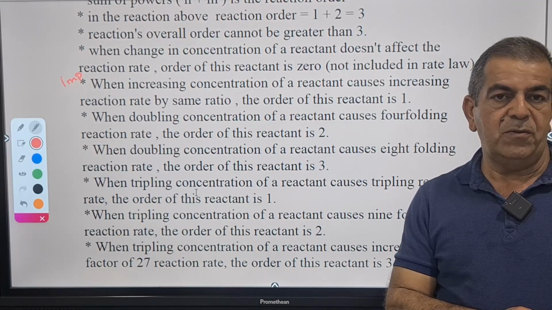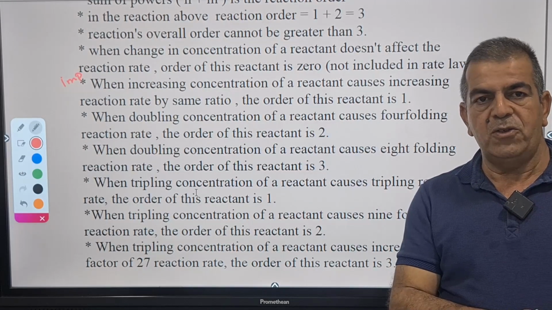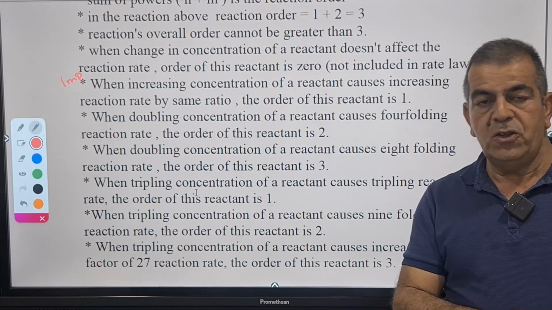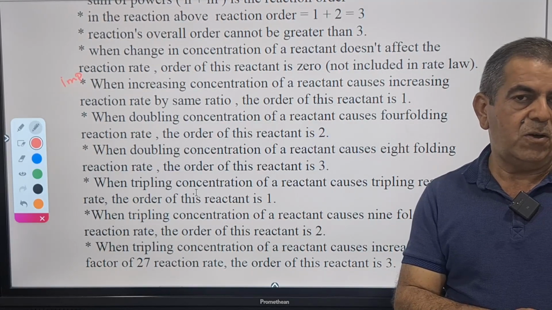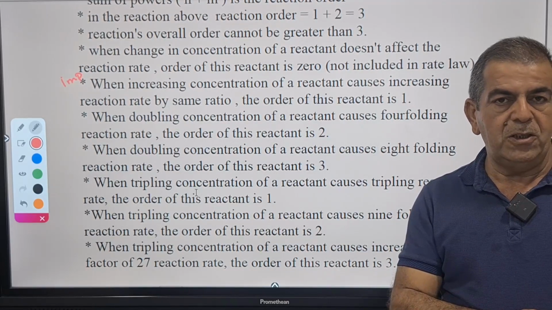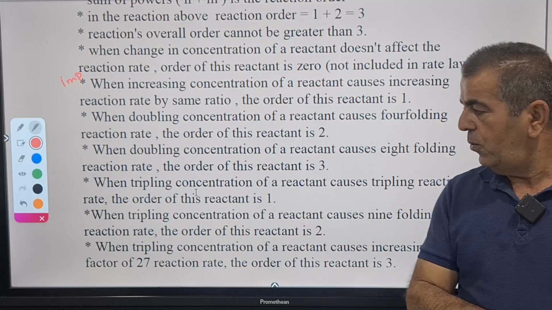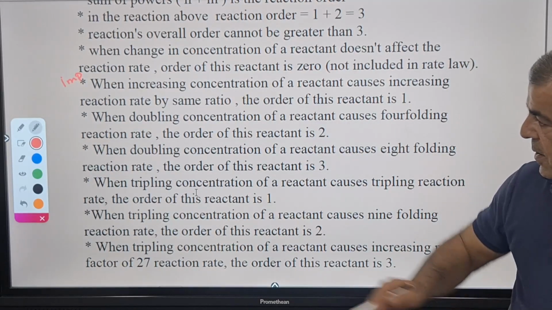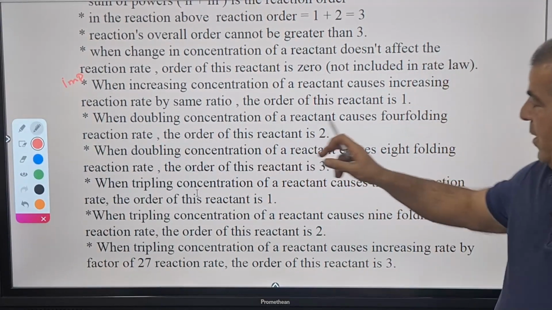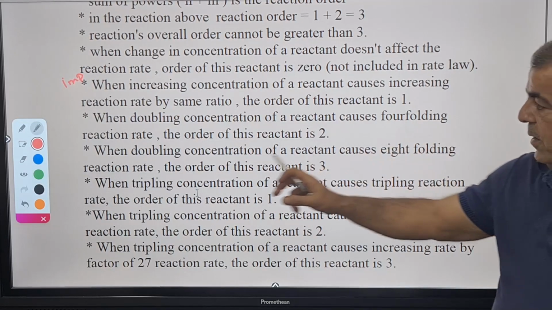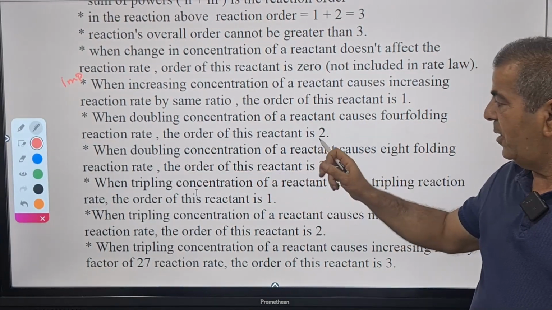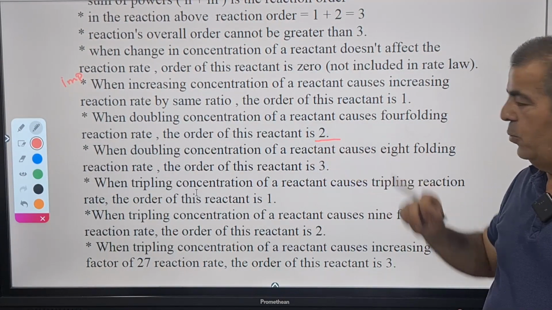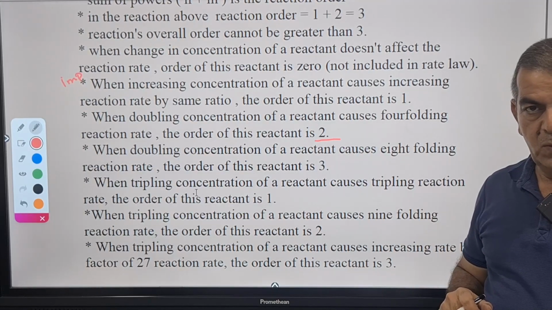Hydrogen has an order of 1, which means doubling the concentration of hydrogen and keeping the concentration of NO constant causes the rate to double, which means the order is 1. Second, when doubling the concentration of a reactant causes the reaction rate to increase fourfold, the order here will be 2.